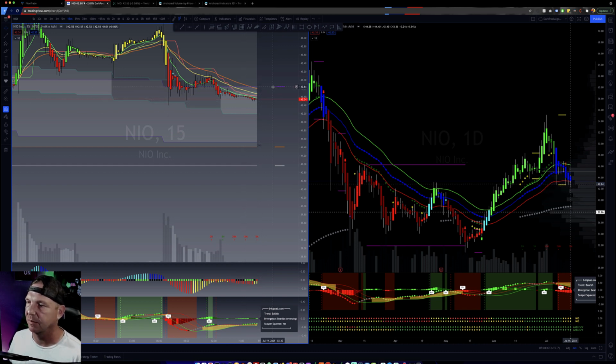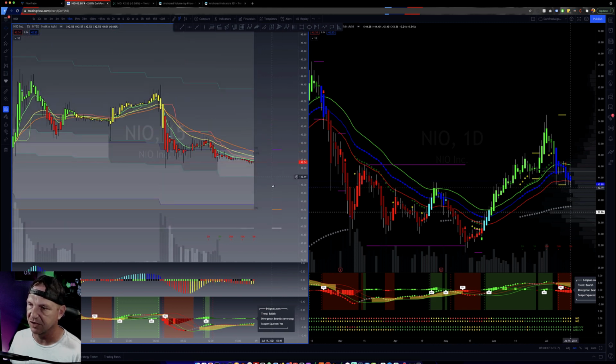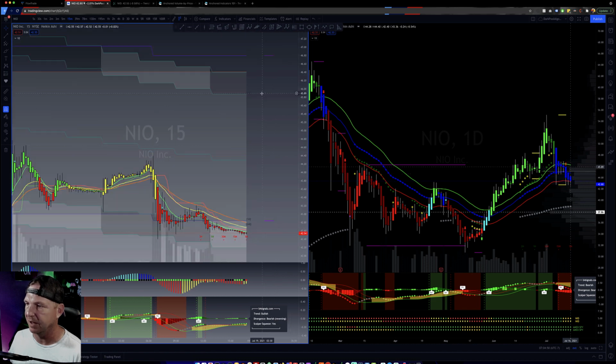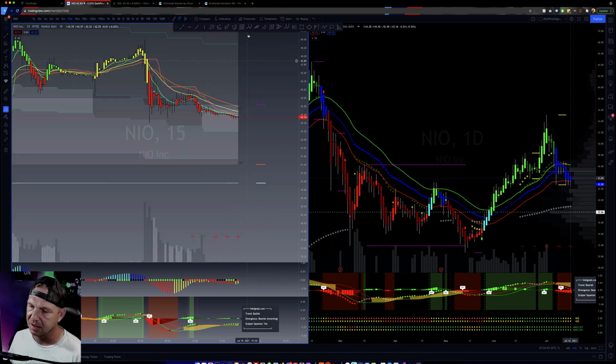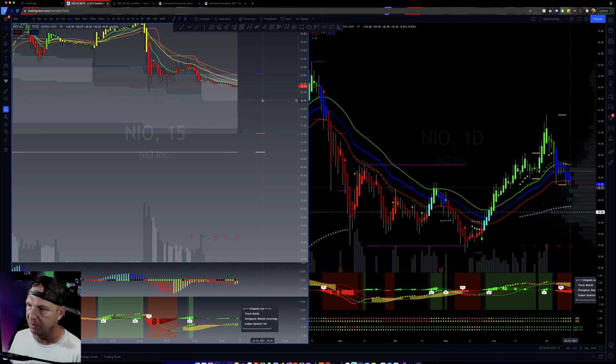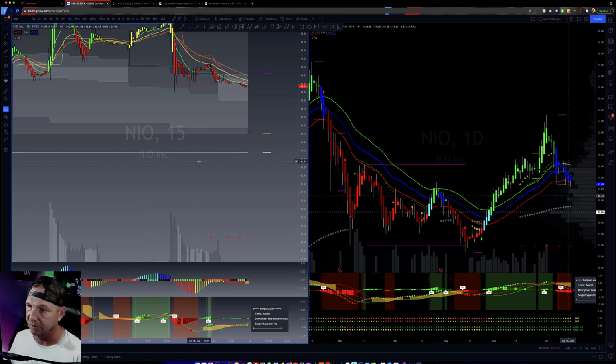If it can get up and above 42.85, then we've still got some congestion up to 44, and then up to 45.86. Contrarian, if we break below this 42.20 level, we've got a little bit of help coming in at 41.50. All right, 41.50, 41.40, 41, but below 41, and I feel like we're going to come back down and test some of these previous lows. Below 40, 40 is a pretty significant level for NIO.